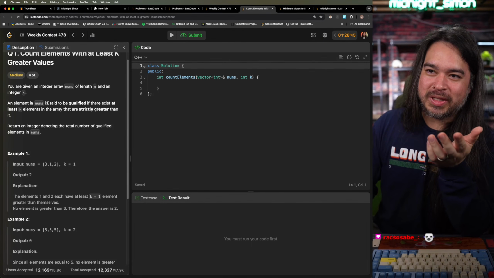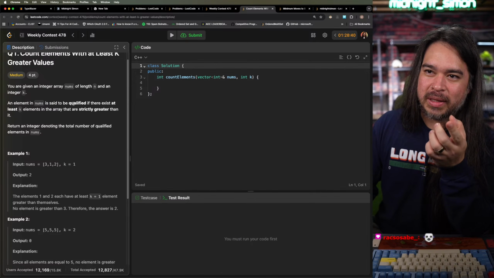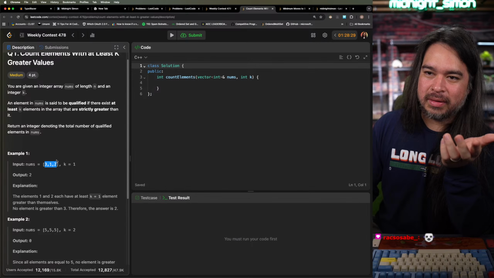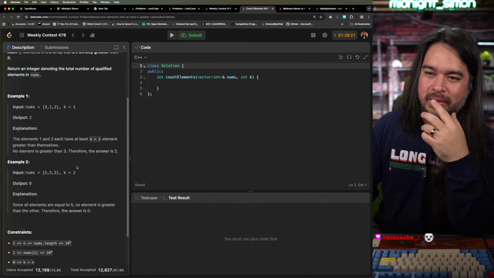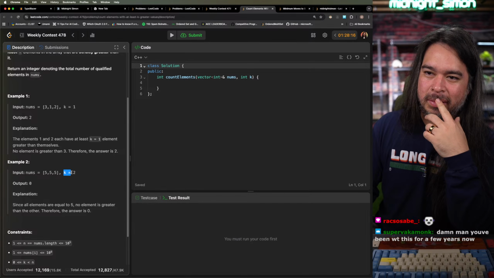Element in nums is said to be qualified if there exists at least k elements in the array that are strictly greater than it. So if I sort the array, I just need to see like where 1 is or something, or where... no, hold on.